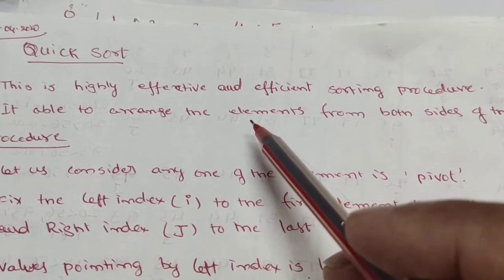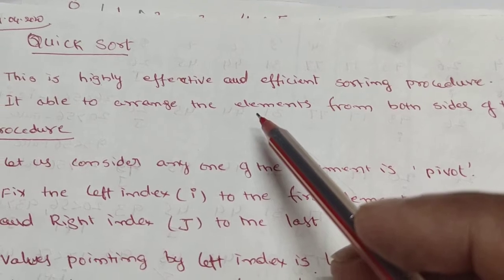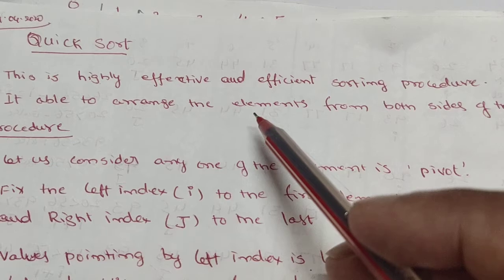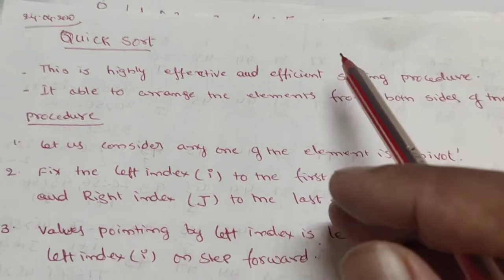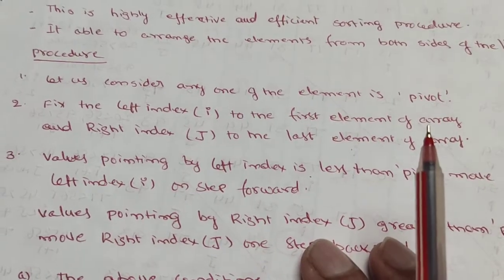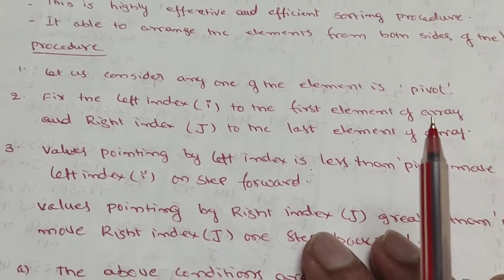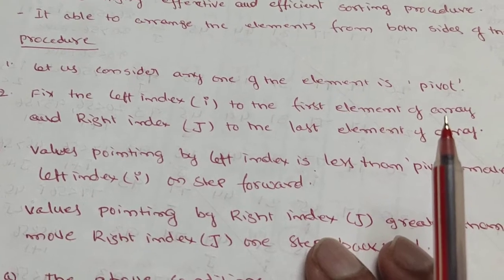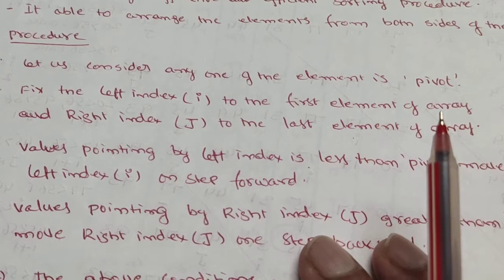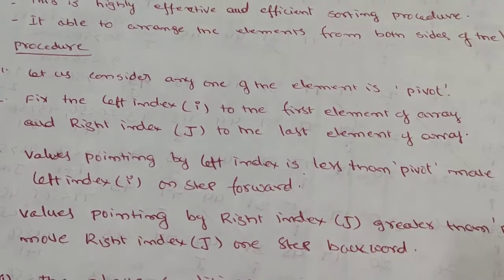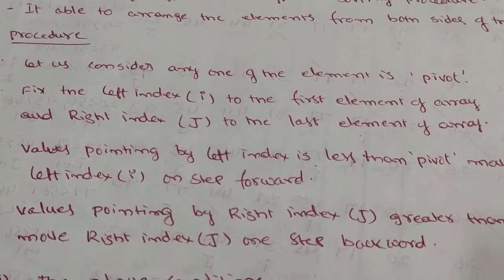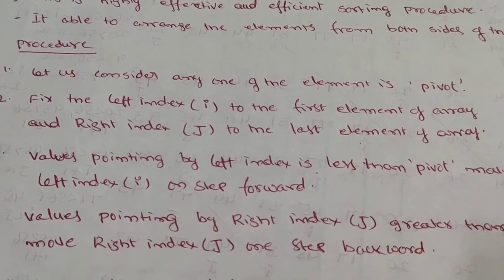That means it is going to sort the data from the start of the list, maybe the start of the array, and from the end of the array. The quicksort procedure also follows the divide and conquer mechanism. We already said that divide and conquer means the huge problem is divided into several subproblems, and we find the solution for each and every subproblem, and finally by integrating these solutions we get the solution to the main problem.